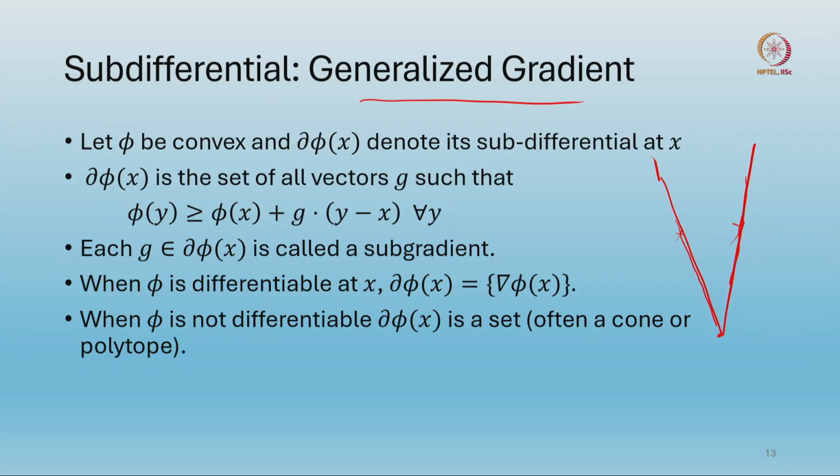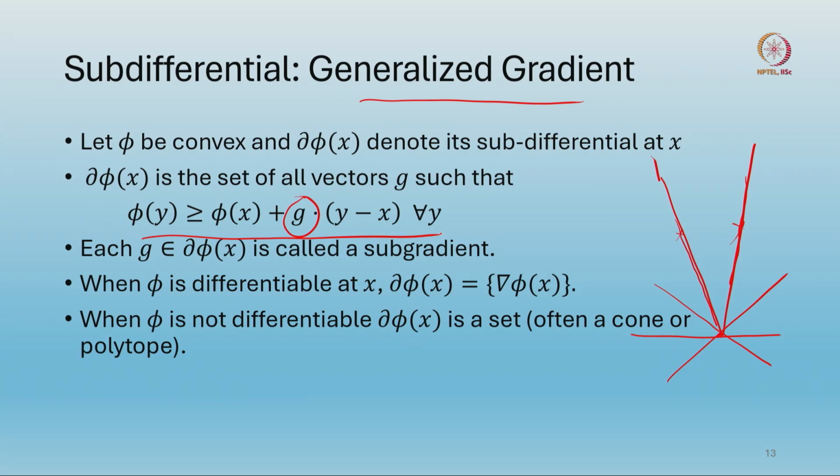But at the bottom where there is no differentiability, there are so many supporting hyperplanes. One is this, the other is this, the third one is this, and so on. These are all supporting hyperplanes, each being a possible subdifferential in this case. So the subdifferential in this case will be a set. Each such element can be called a gradient-like object g, such that this inequality is still satisfied.